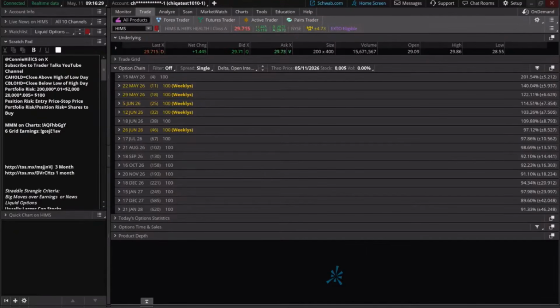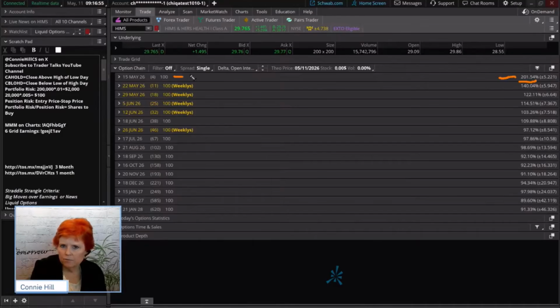Next thing I want to draw your attention to is the far right hand side here, and the options where this is due to have the news come out, these weekly options right here that expire on Friday. This is showing 201.54%. What does that mean? That means that's the implied volatility priced into this series, the ones that expire on Friday.